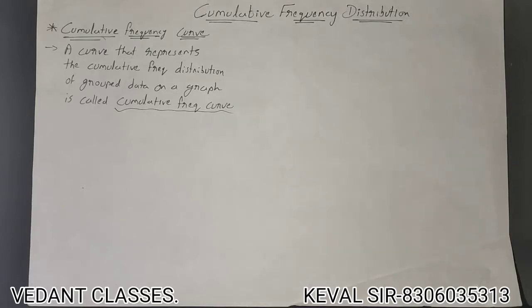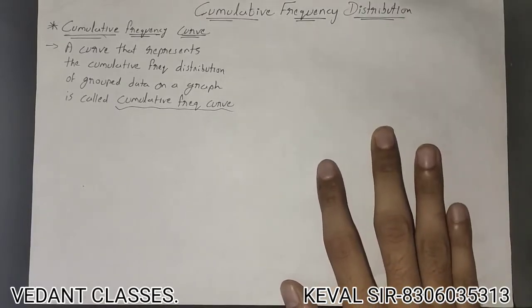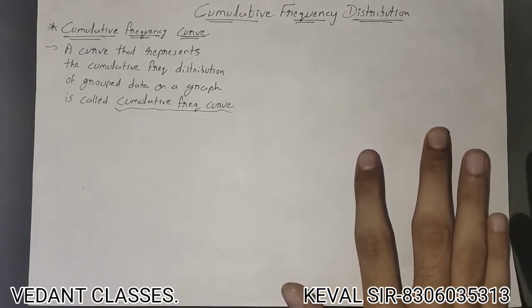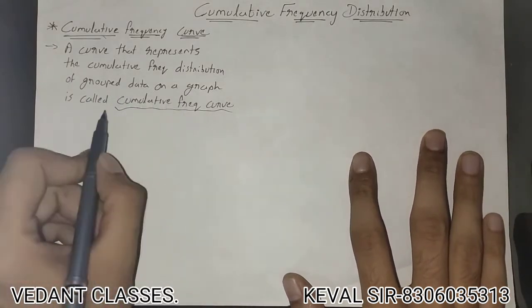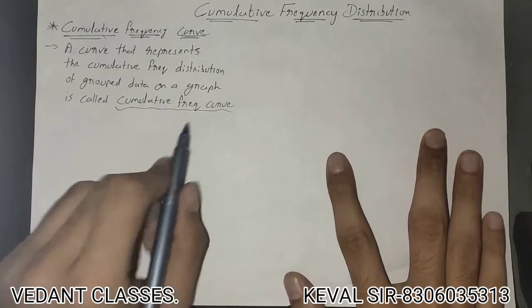So in this lecture we start a new topic, that is cumulative frequency distribution. Now the data is being distributed using the cumulative data. So in a cumulative form the distribution is done, that's called a cumulative frequency distribution. You can represent this using a graph and obtain a curve that is known as cumulative frequency curve. So let's see its actual definition: the curve that represents the cumulative frequency distribution of grouped data on a graph is called a cumulative frequency curve.